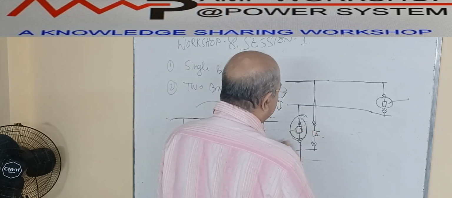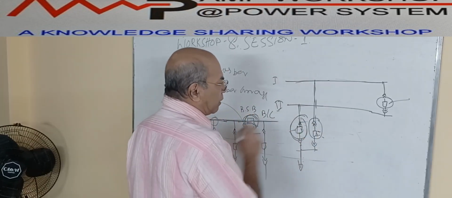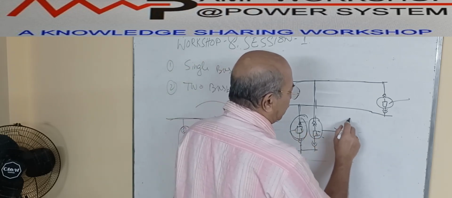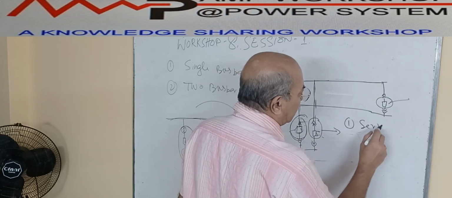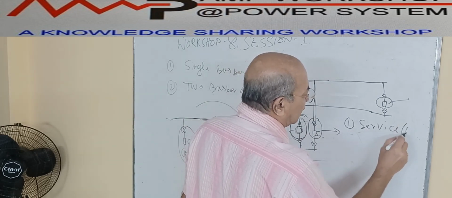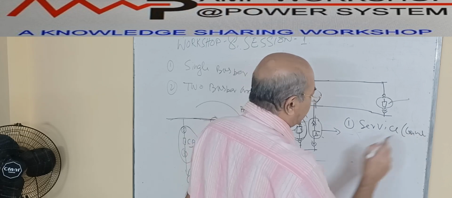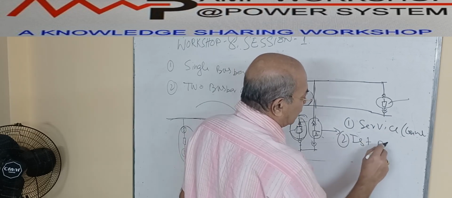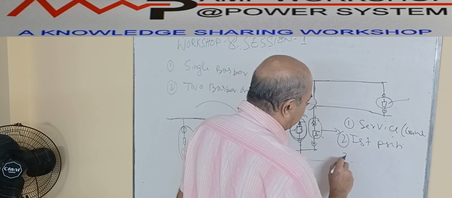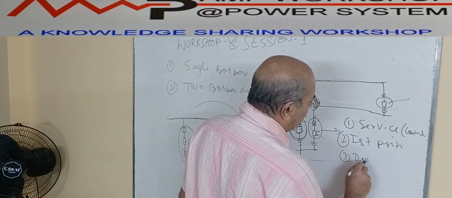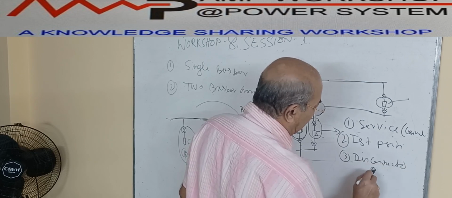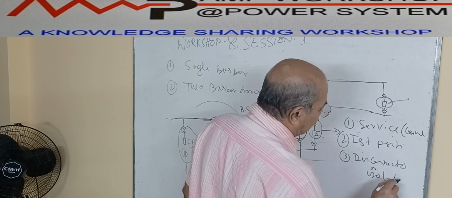This is the drawout. Why do we need the drawout arrangement? This breaker drawout has three positions. One is the service position or connected position. The second position we call the test position, and the third position we call the disconnected or isolated position. These are the three positions of a breaker.